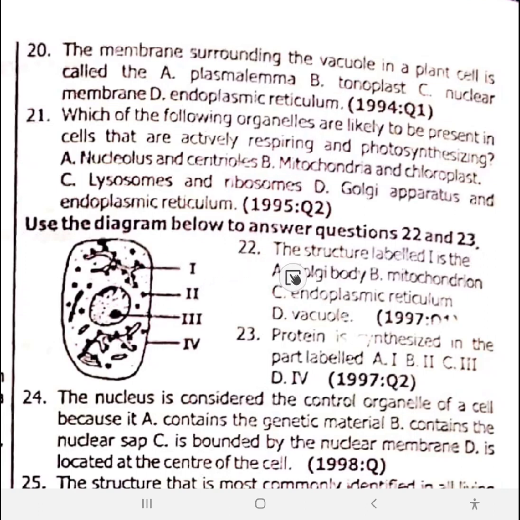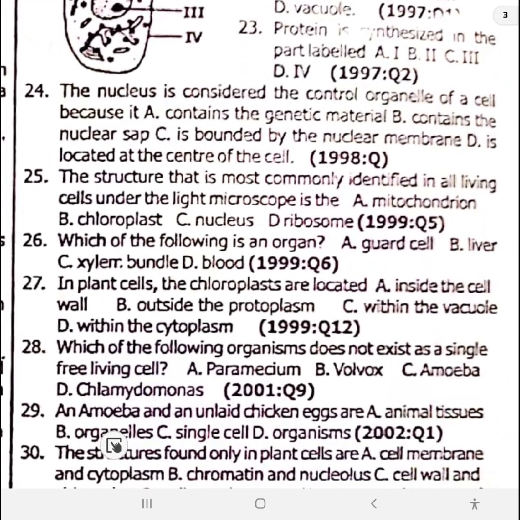Number 22, the structure labeled I, Roman figure I, is called what? 22 is option C, endoplasmic reticulum. Number 23, protein is synthesized in the part labeled II, option B, this part. Number 24, the nucleus is considered the control organ of the cell because it contains genetic materials, option A. 25, the structure that is most likely identified in all living cells under the light microscope is the nucleus, option C. 26, which of the following is an organ?